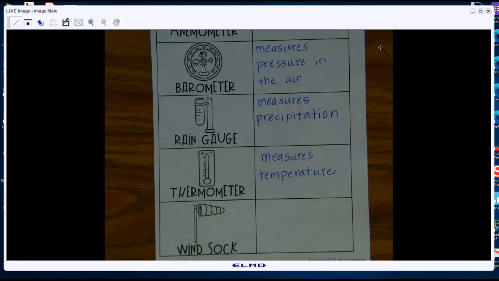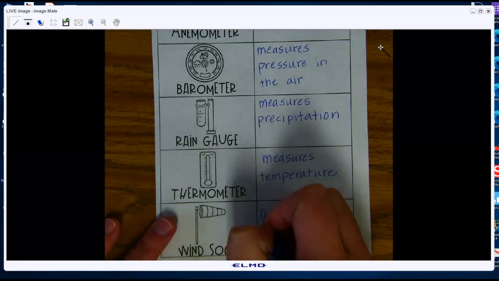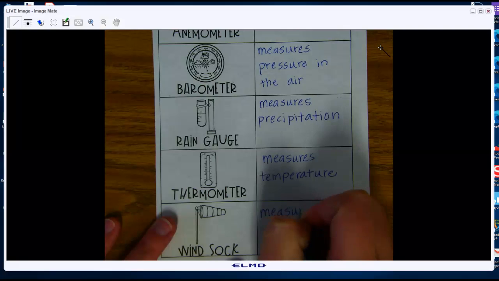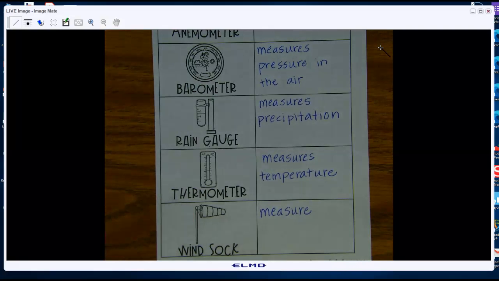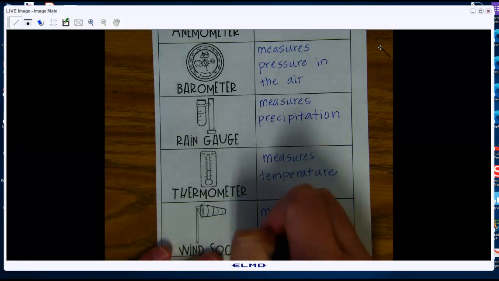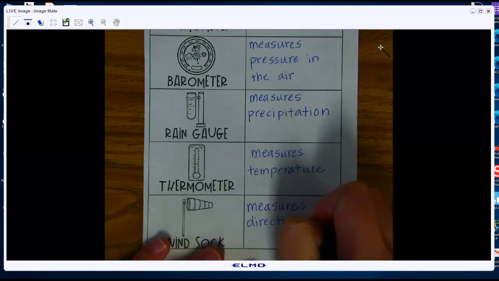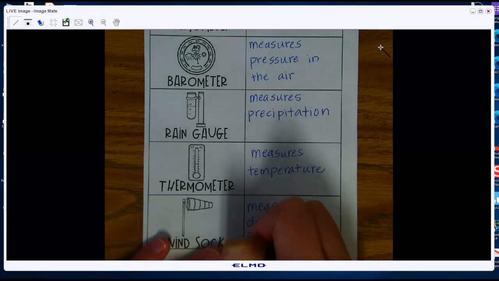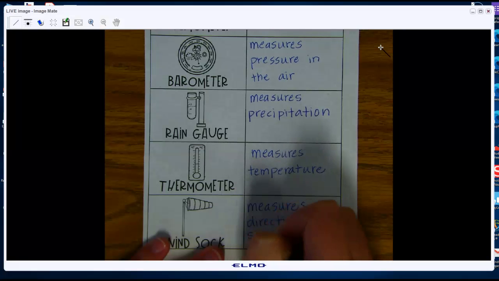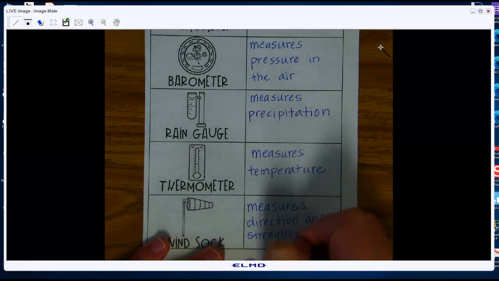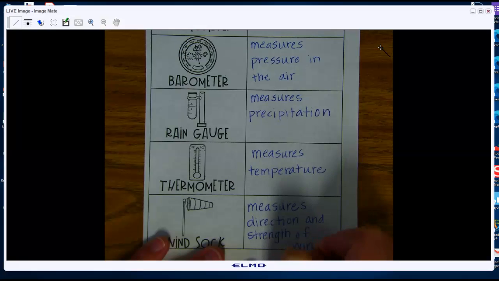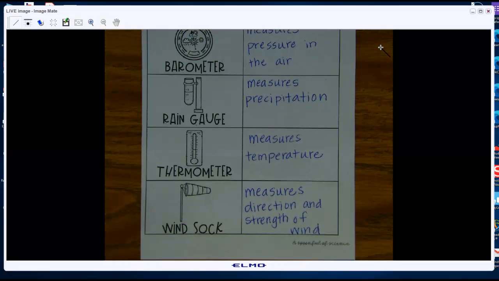Okay, then the last one is a windsock. Now, the wind is in the word, so we know it measures the wind, but it can't tell me how fast it's going, but it measures the direction and strength. Strength is how strong it is, strong or weak, the strength of wind. It can't tell me how fast it's going. We could say it's going light or it's going heavy, but it tells me the strength.